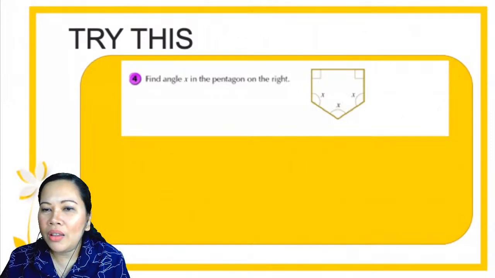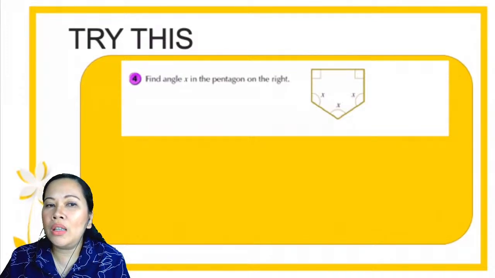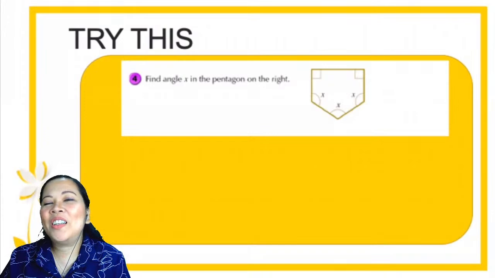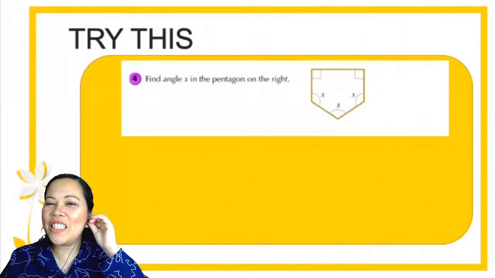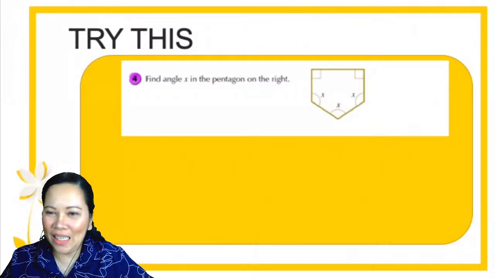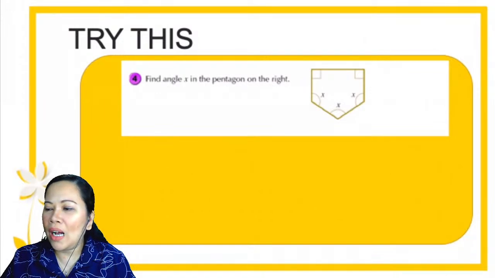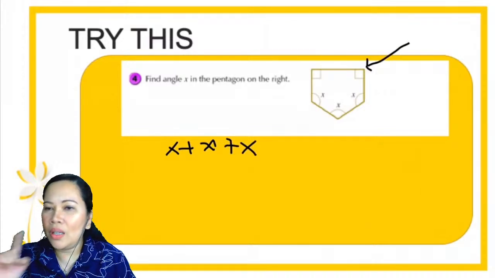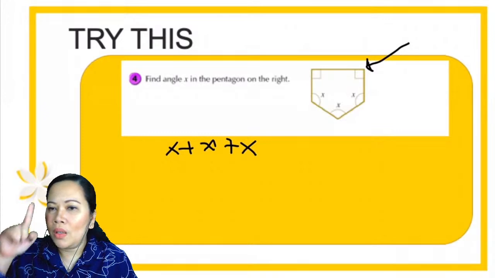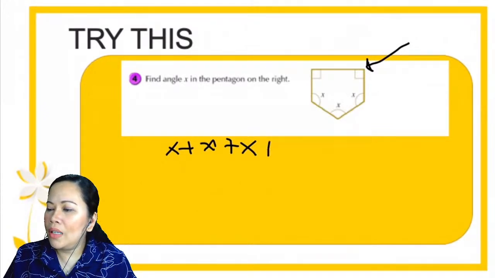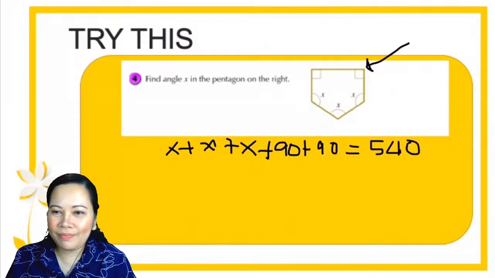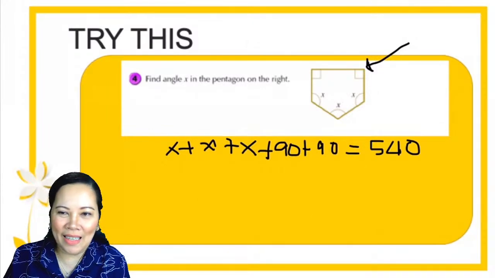Good evening. There are 3 x's. Oh, you mean? Okay, all right, now I understand. You're just telling me that the sum is 540. Yes, a 5-sided polygon has a sum of 540. So what you need to do is add x plus x plus x. And remember, if it is with a square symbol, that means it's 90 degrees. Plus 90 plus 90 equals 540. Yes, there are 3 x's.